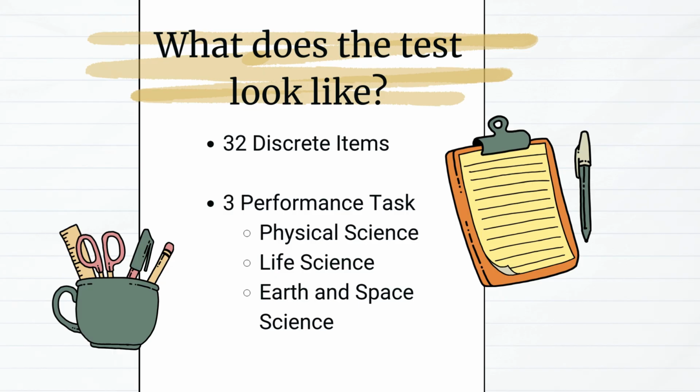So, what does this test look like? This test is full of different types of questions. You will find about 30 discrete items, and I will give you examples here in just a second. And you will have at least three performance tasks: one in physical science, which will include chemistry and/or physics, one in life science, and one in earth and space science. So let's look at some examples.